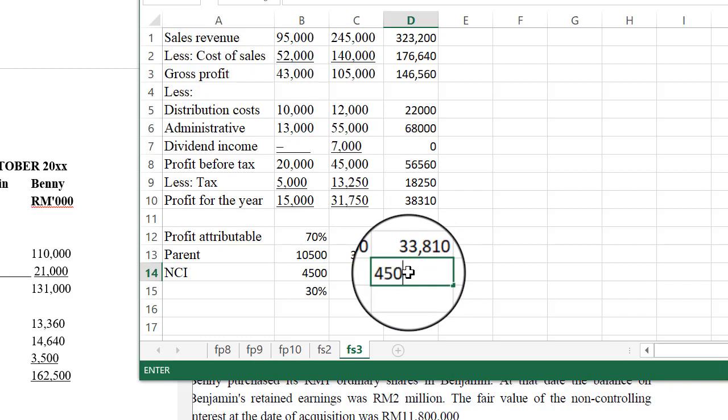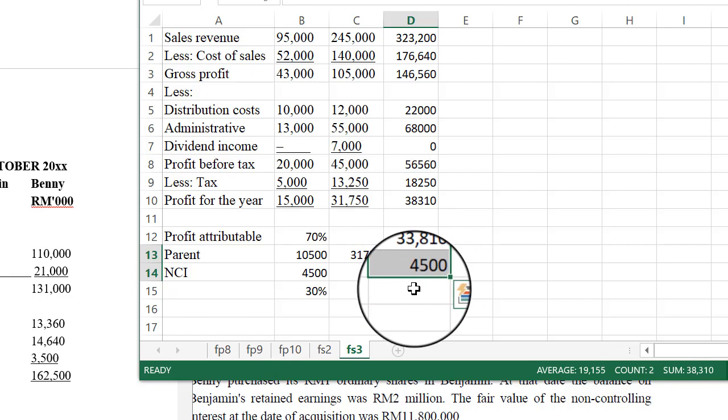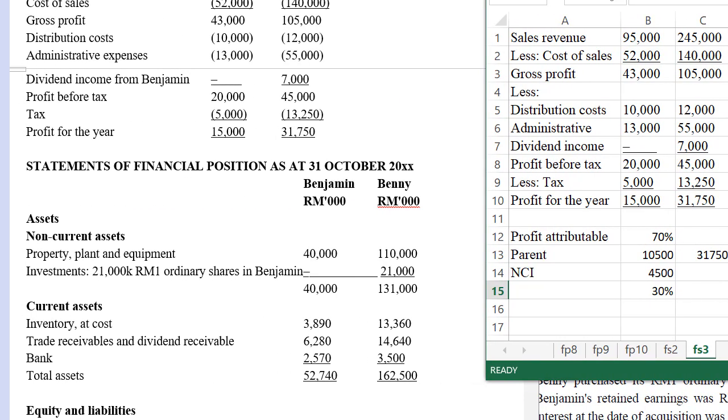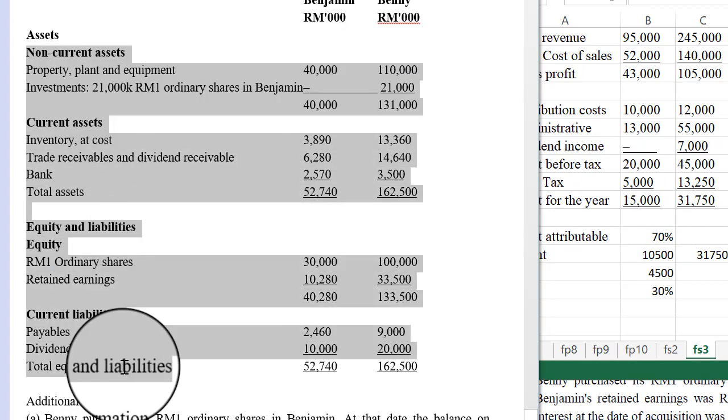And here's the same 4,500. So in total, if you look at this, this is 38,310. So you have the same figures. These two should be the same figures. Okay. Next, then we are going to prepare the financial positions.